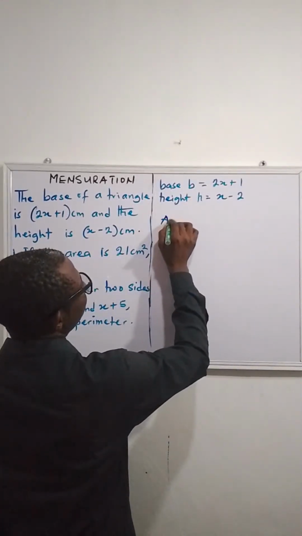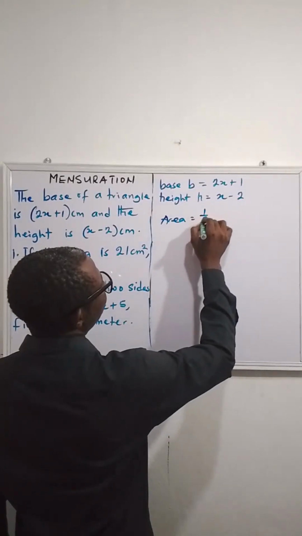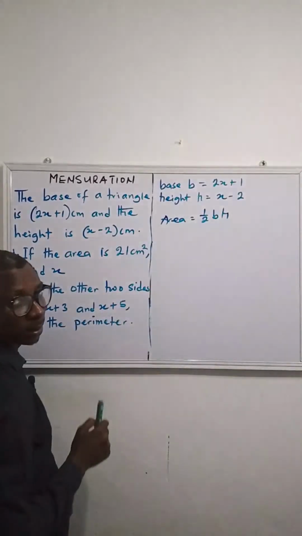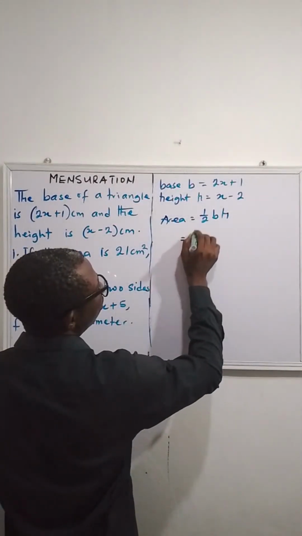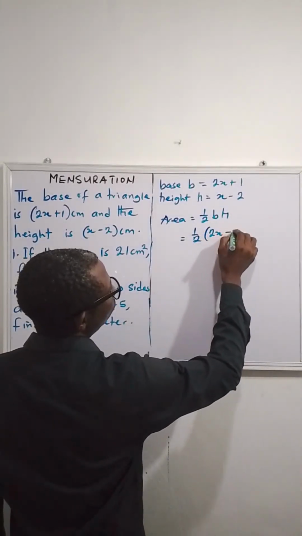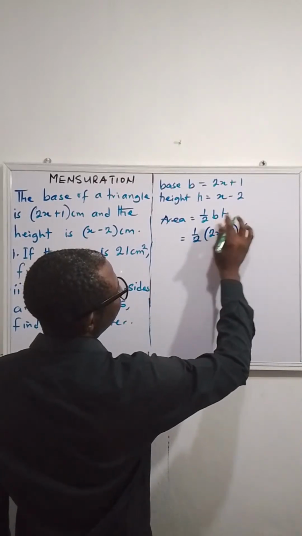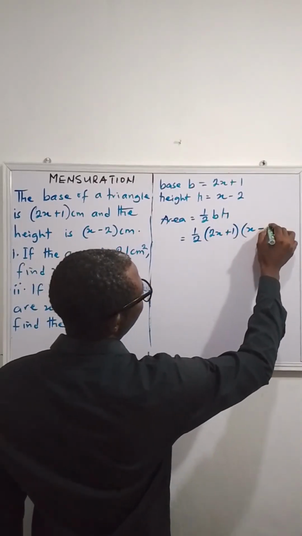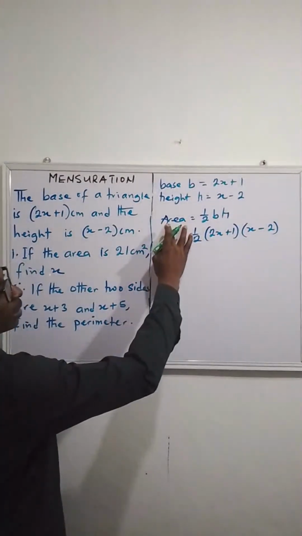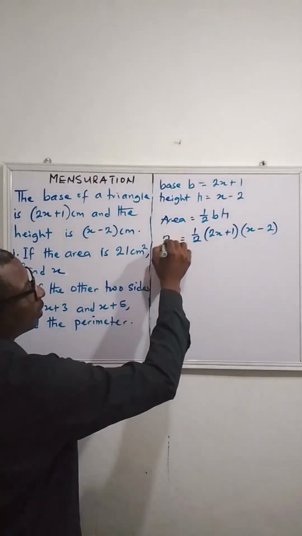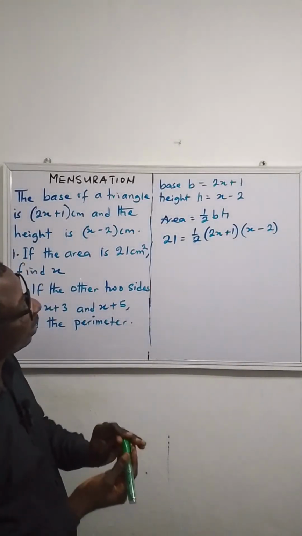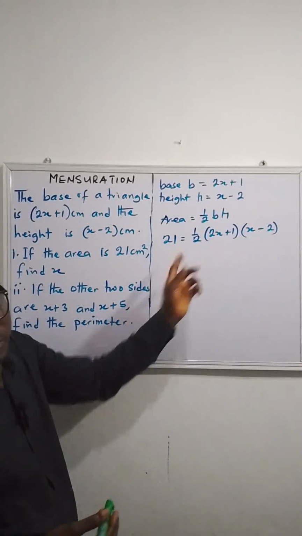So we have area equals half base times height, because the base has been given and the height has been given. Here you have 1 over 2 times the base, that's 2x plus 1, and the height is x minus 2. But we have been given the area to be 21, so we have 21 here. We plug that in. The first thing to do now is let us clear this fraction. We multiply both sides by 2.